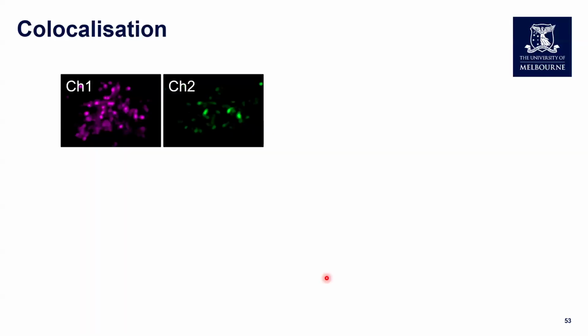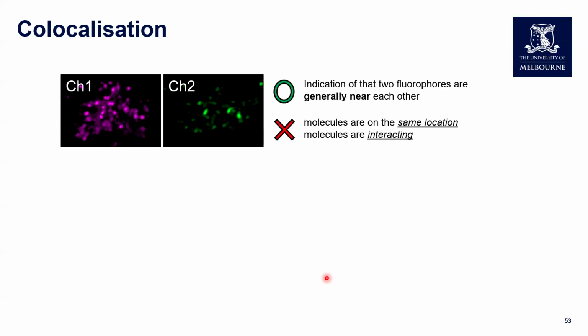When it comes to close relationship measurements, colocalization analysis is one of the most popular methods. But when we refer to the term colocalization, we should be very careful not to interpret this as two molecules in the same location. In bioimage analysis, colocalization analysis generally gives an indication that two fluorophores are near each other, and it doesn't indicate that the molecules are interacting.